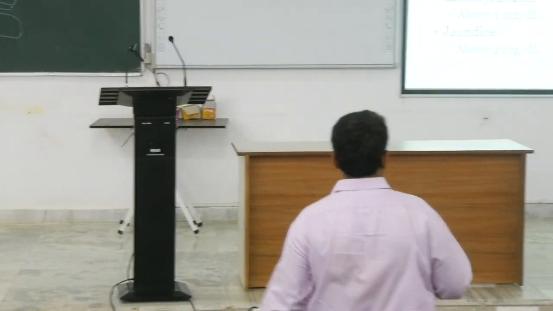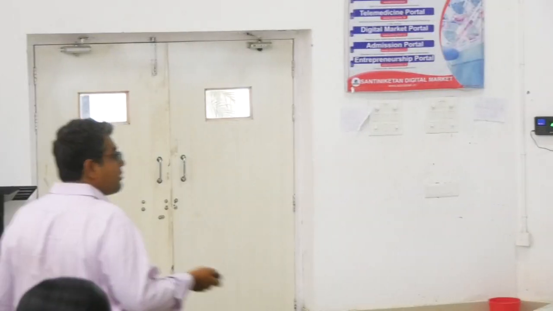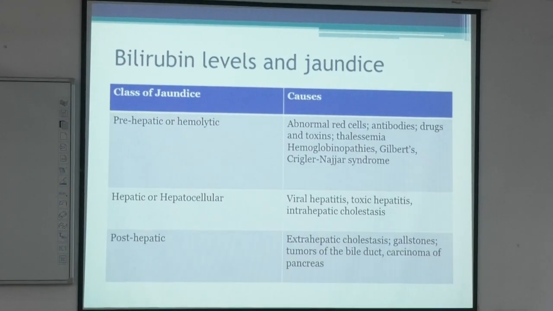Now these are the normal bilirubin levels. Then we have prehepatic or hemolytic. That means your RBCs are getting broken before they reach the liver. The RBCs are getting broken down in blood vessels. This is called intravascular hemolysis. Okay? See, abnormal red cells, thalassemia, hemoglobinopathies. Can you name some hemoglobinopathies?